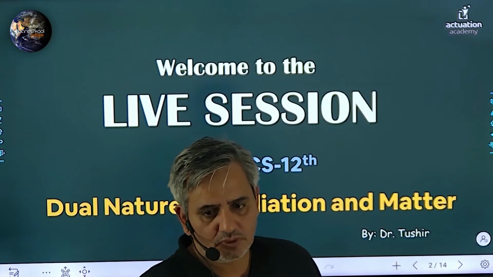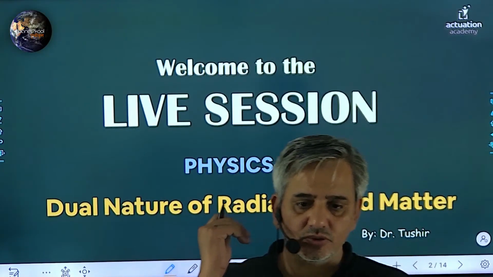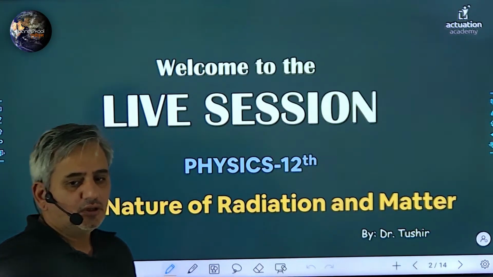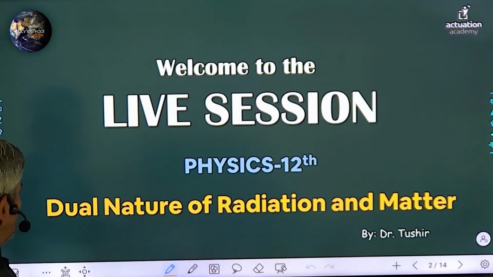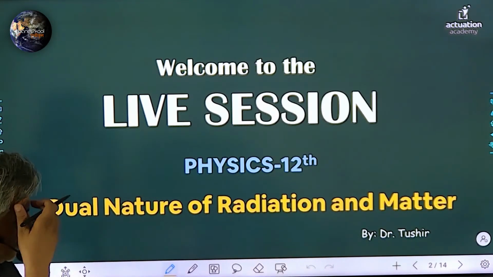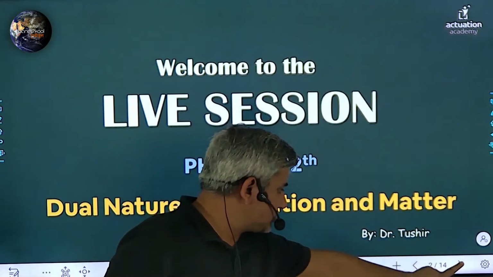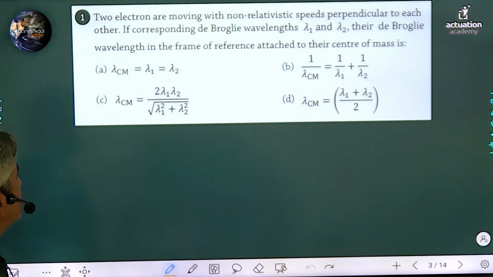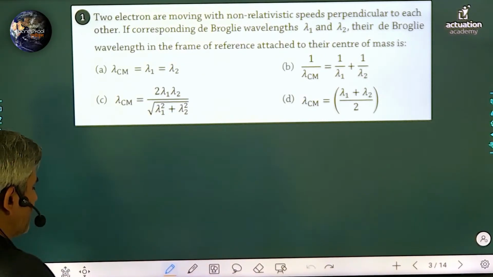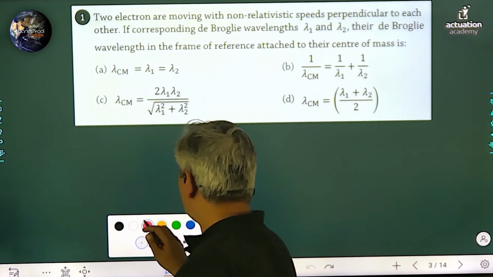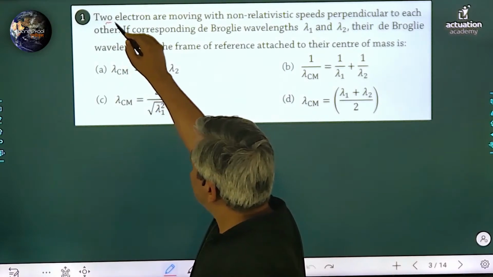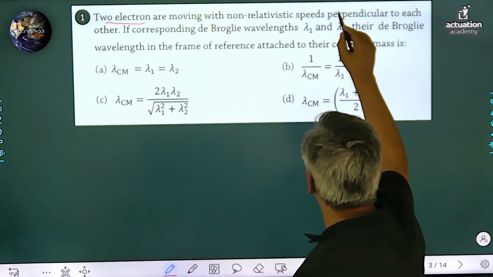Hello, good afternoon students. So today we'll be discussing a couple of questions on dual nature of radiation and matter. We'll start with question number 1. This question reads: there are two electrons moving with non-relativistic speeds perpendicular to each other. So we are given two electrons, and both are moving perpendicular to each other.